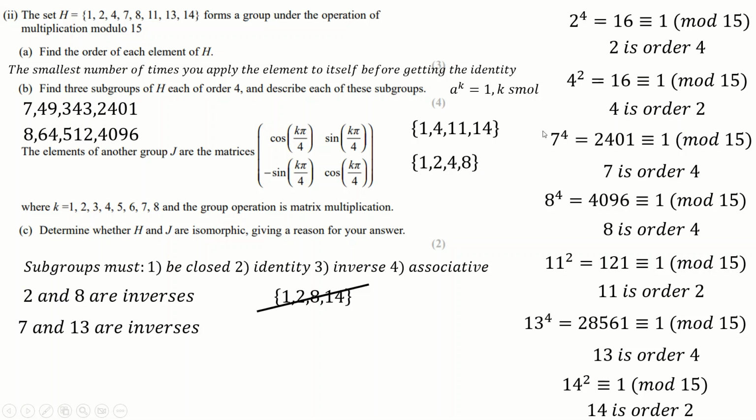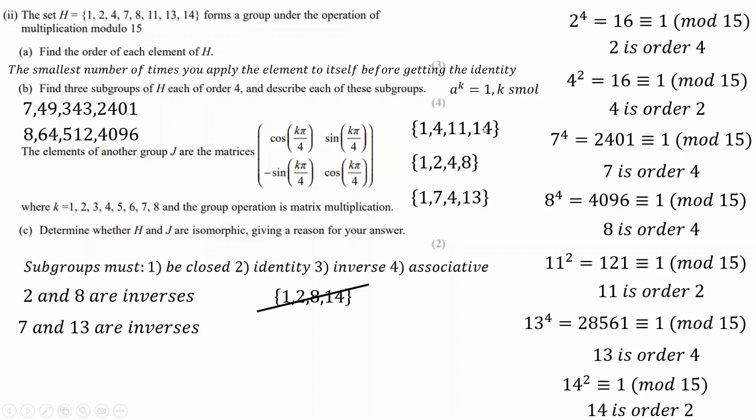And actually, there's another one of those, which is 1, 7, 4, 13. Right? As I said, 7 squared is 49, which is 4. And then if you apply another 7, you get to 28, which is 13 mod 15. And then if you apply it again, times by 7 again, you get 91, which is back to 1 again. So these are 2 nice cyclic closed groups.